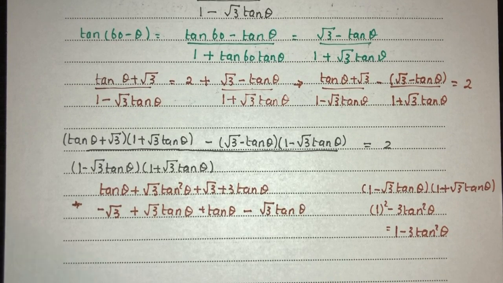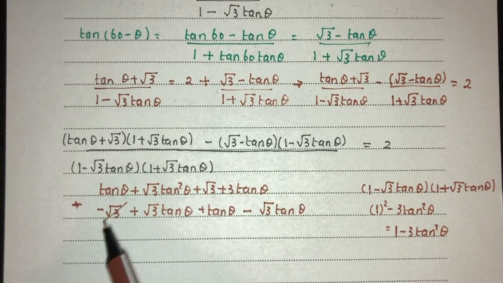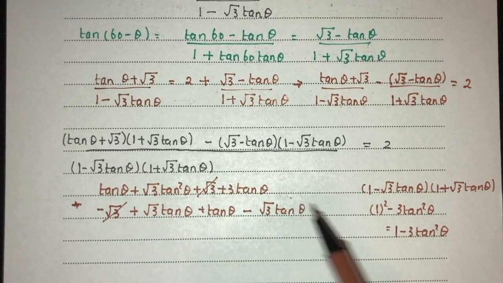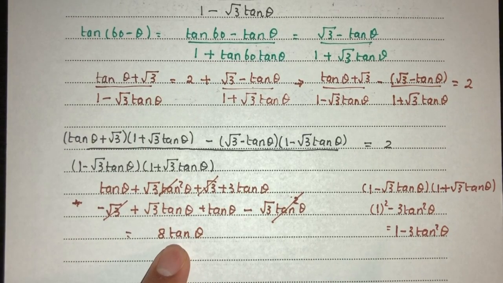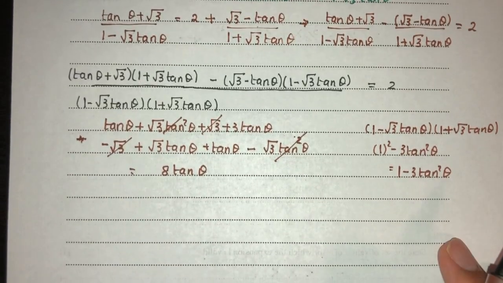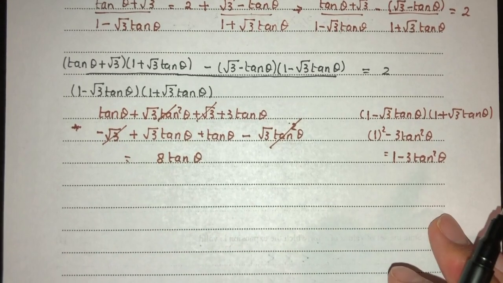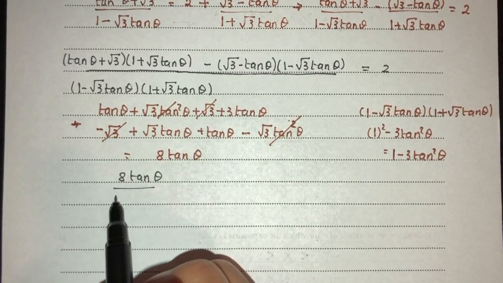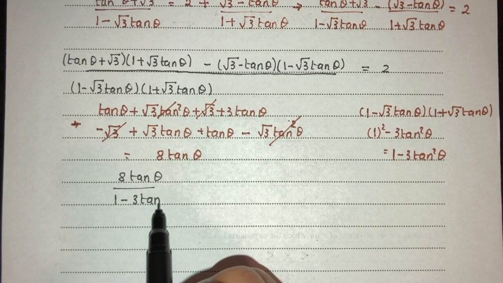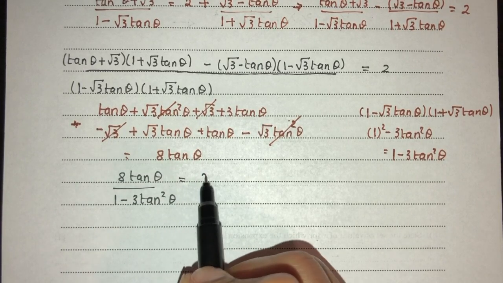Now we have to simplify. Let's see what happens. So these two cancel out, and that should be square. These two cancel out. So you will have, this is tan theta, that will be 8 tan theta. So the top will become 8 tan theta, and the bottom is this one. So let's simplify to see what happens. So you will have 8 tan theta on top, divided by 1 minus 3 tan square theta equal to 2.